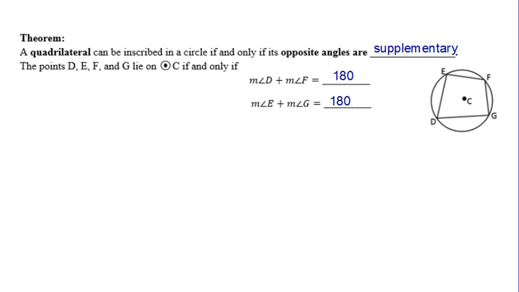Okay, and then the last little theorem, I believe, is if we have a quadrilateral, again, four sides, inscribed in a circle. When it says inscribed, that just means that all vertices are on the circle. That can be true if and only if the opposite angles are supplementary. So that would mean that E and G would have to add up to equal 180. That would mean that F and D add up to 180.